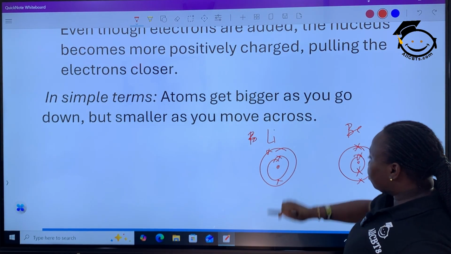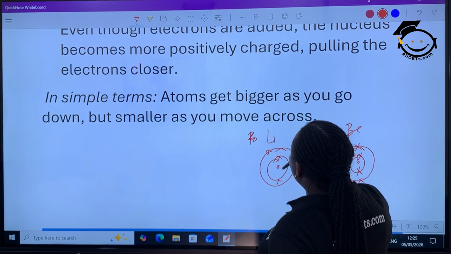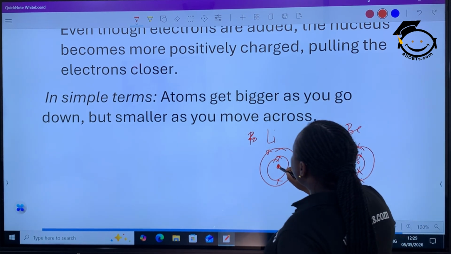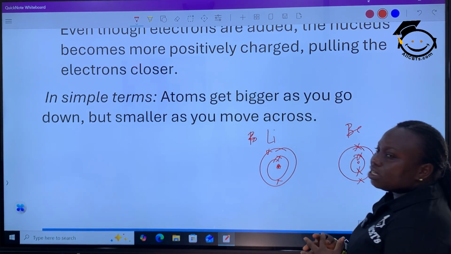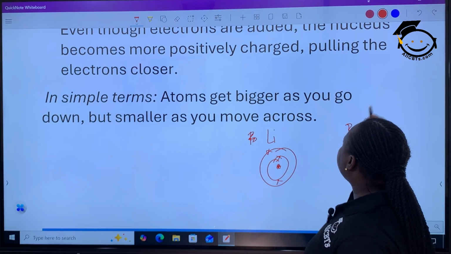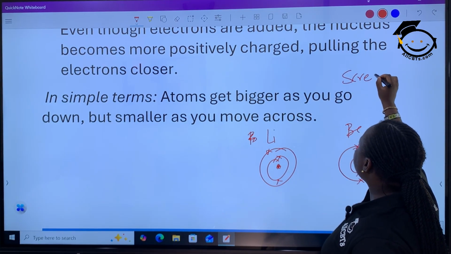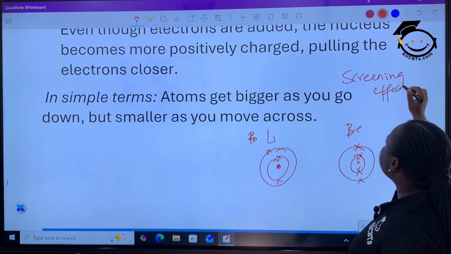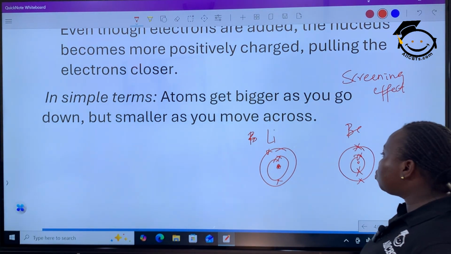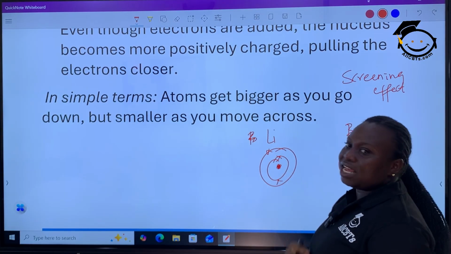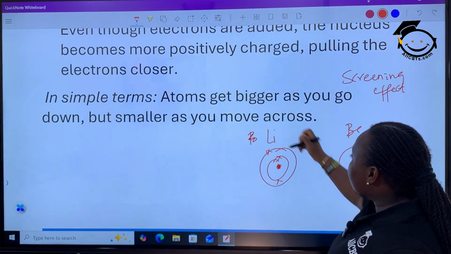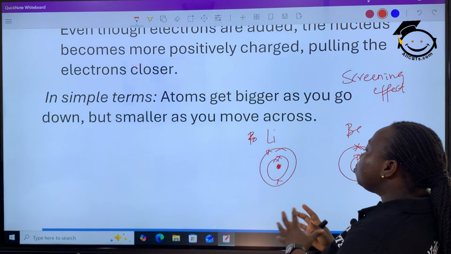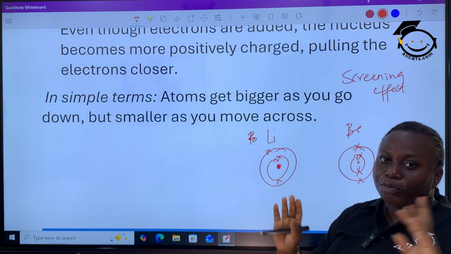Now, these electrons are interacting with the nucleus. There is something called the screening effect. The screening effect happens, and there is repulsion between the electrons, and this allows the electrons to try to get attracted to the nucleus. It's going to decrease the size of the atom as a whole.